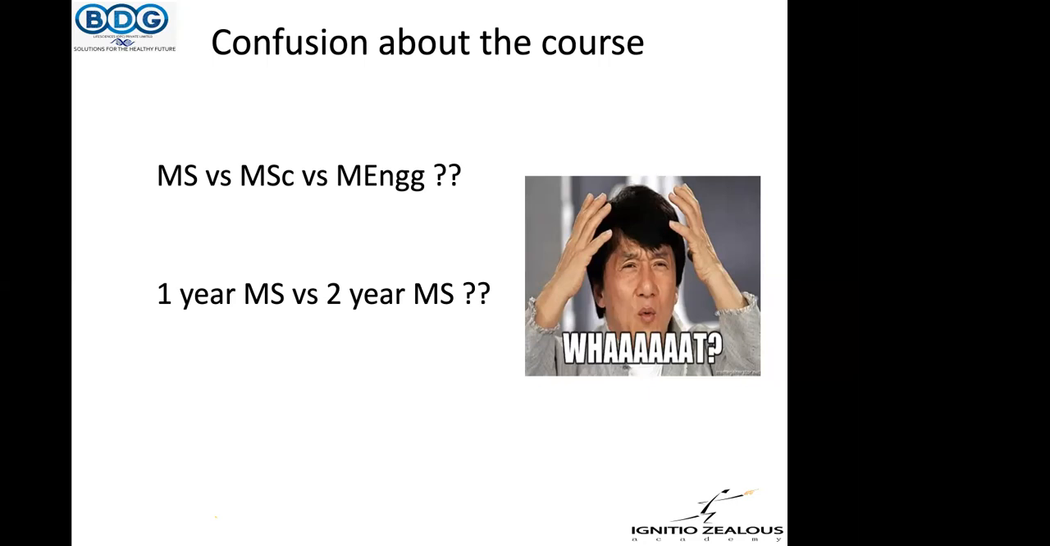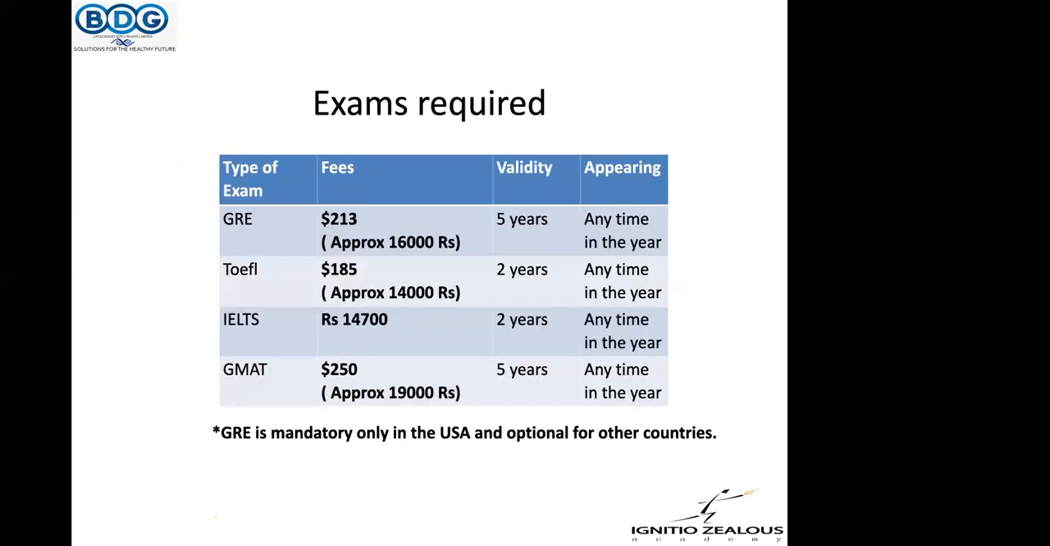What matters to the industry is what kind of knowledge you have and how that knowledge is going to be beneficial for that industry. That's what is checked. If you have the right skill set, you will be employed. Otherwise, sorry. I hope this understanding is very clear with respect to 1 year's MS, MSc, MS and MSc, and 1 year's master's and 2 year's master's.